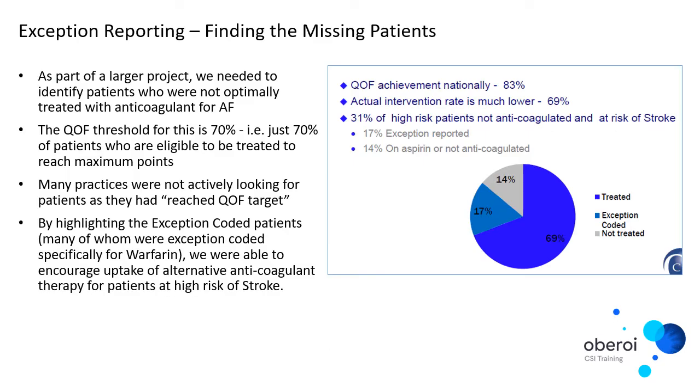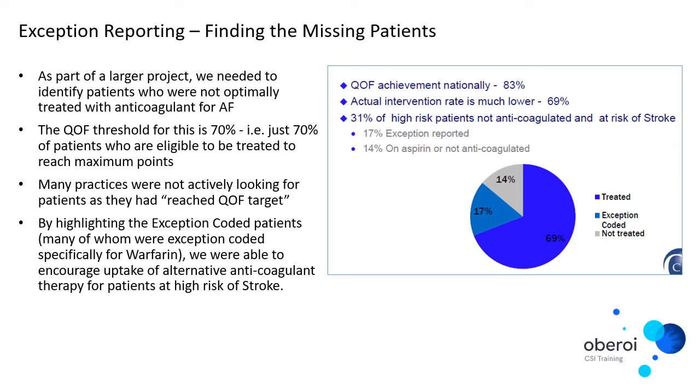This project here shows the importance of finding these exception-coded patients. As part of a larger project, we needed to identify patients who were not on optimal treatment for atrial fibrillation, so basically they weren't anticoagulated. When we look at the QOF data, the threshold for the practices to achieve the maximum number of points is just 70%. So once they've got 70% of their patients treated, they haven't got to worry about the rest from a QOF point of view. And we found that many practices weren't actively looking for more patients as they'd reached their QOF target.